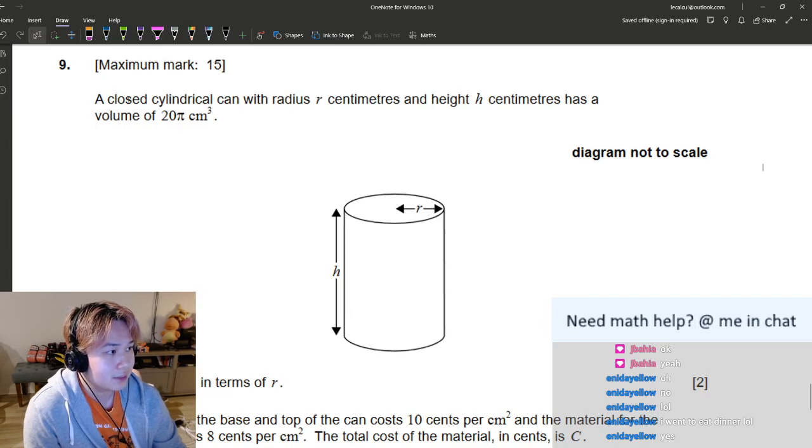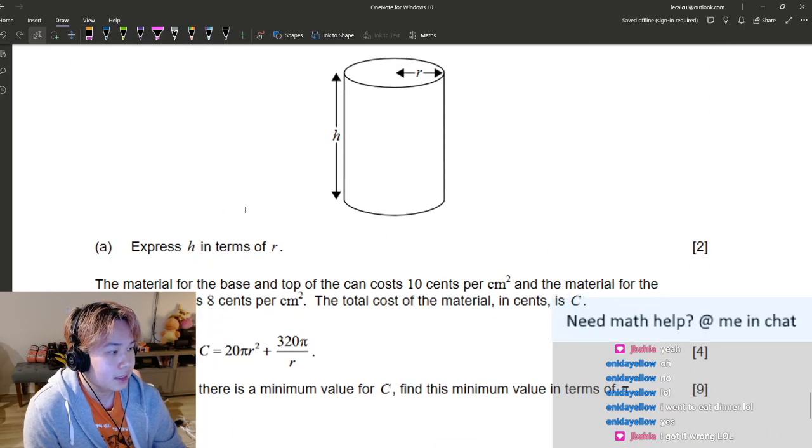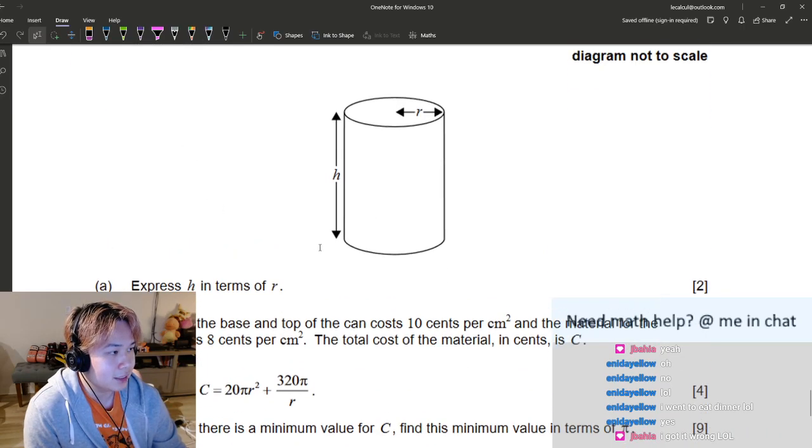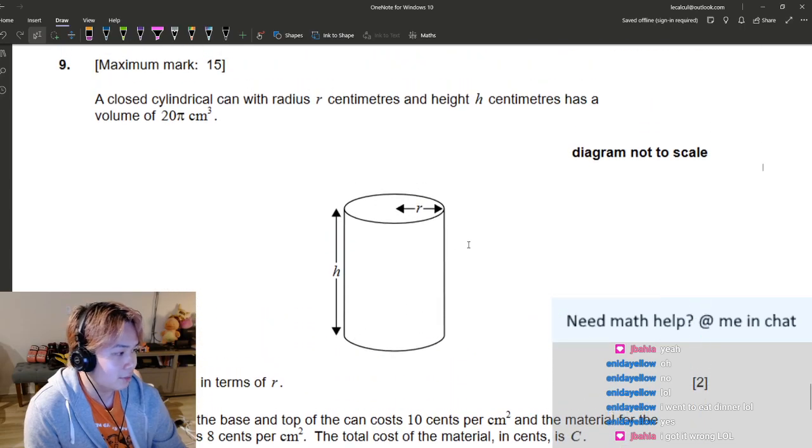Okay, what is this? We have a cylinder. It has this volume. Express the height in terms of r. You got it wrong? How'd you get it wrong?